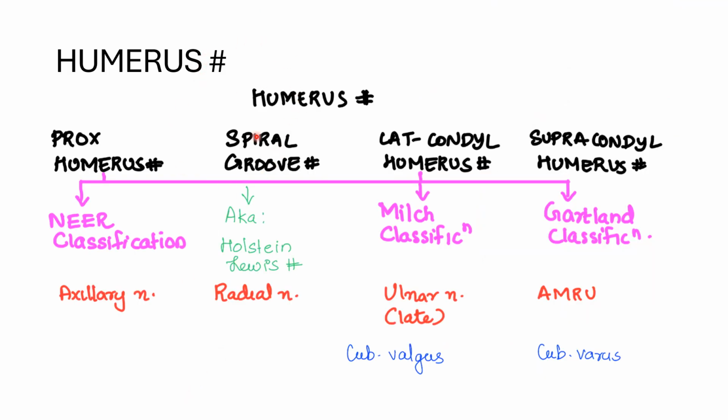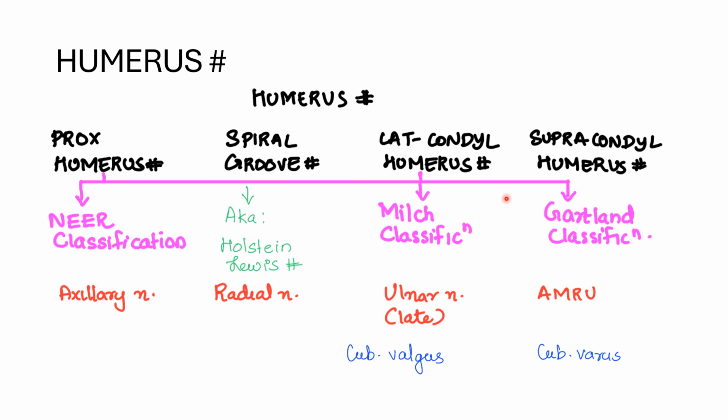Next is humerus fracture, which can be further divided into proximal humerus fracture, spiral groove fracture, lateral condyle of humerus fracture, and supracondyle of humerus fracture. In proximal humerus fracture, we use Neer classification and the nerve to be injured is axillary nerve. Spiral groove fracture is also known as Holstein-Lewis fracture. The nerve to be injured is radial nerve.